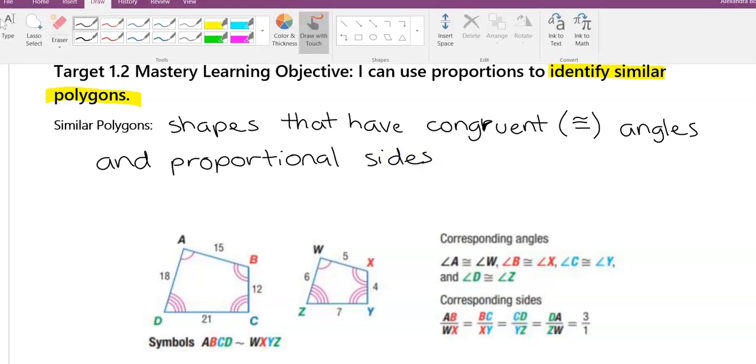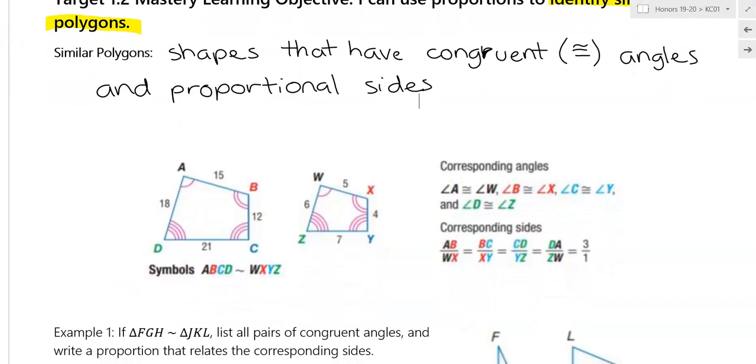Okay? So if we look at this lovely picture here, I can tell all the angles are congruent. These markings, this one has 1 and this one has 1. That tells me that these angles are the same. They're congruent. This one has 2 and this one has 2. Again, having the same number of markings is telling me that angle B is congruent to angle X. Angle C is congruent to angle Y. And angle D is congruent to angle Z. So all my angles here are congruent. There's 4 angles and I have 4 sets of angles congruent.